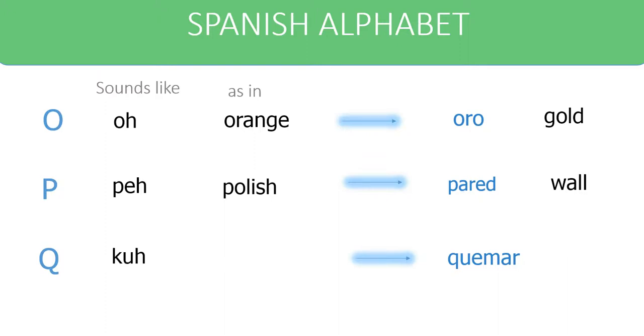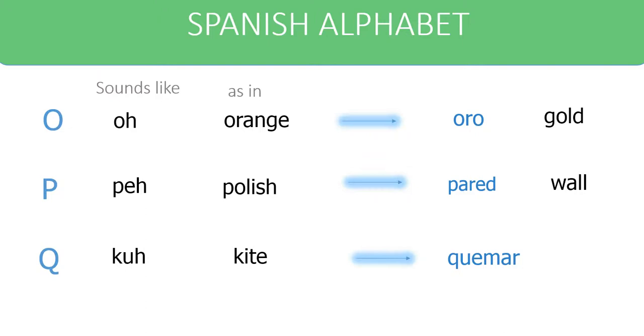Letter Q in Spanish sounds like Q. Very similar, but without the I. It's just Q, as in kite. And an example would be the word quemar.